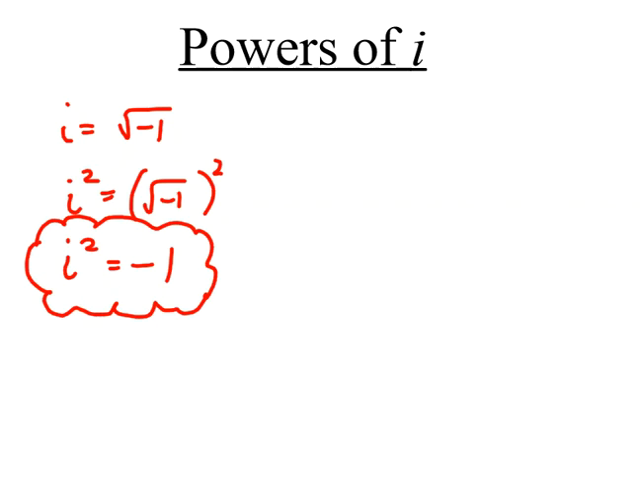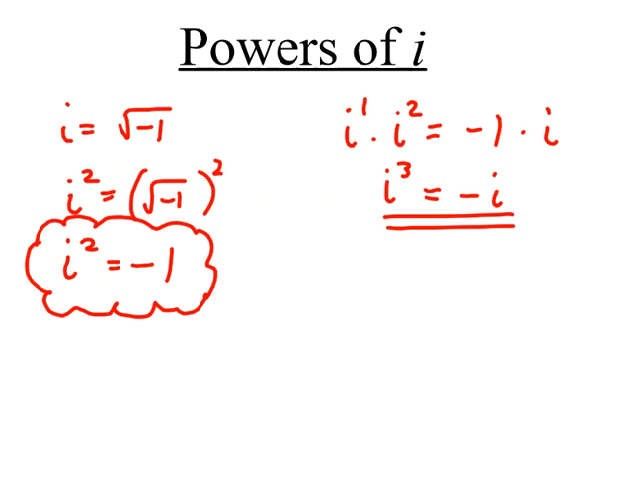But there's actually even more that we can do with this. So let's start with that awesome fact of i squared is -1. If I multiply both sides by i, I get i to the first times i to the second. Since they have the same base, I can add exponents, and it'll be i to the third. And then on this right-hand side, I have negative 1 times i. So i to the third is equal to negative i.